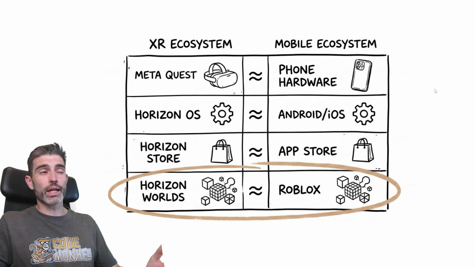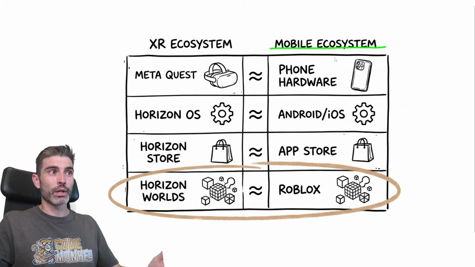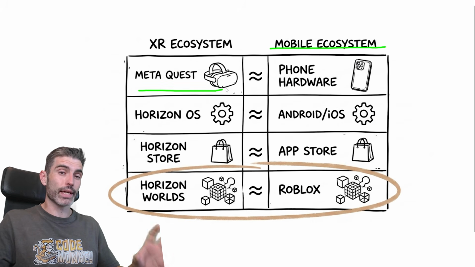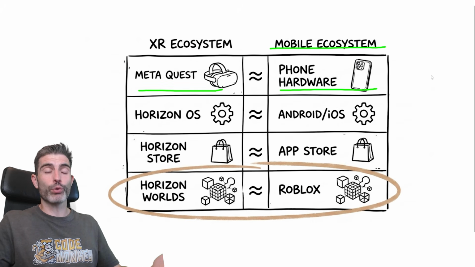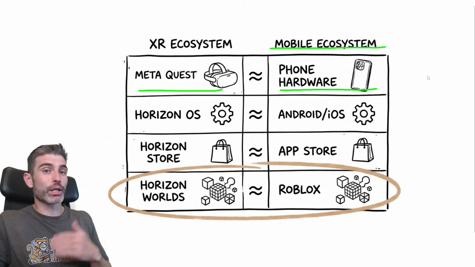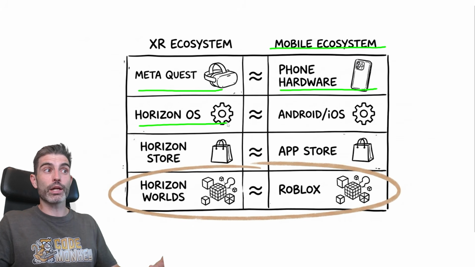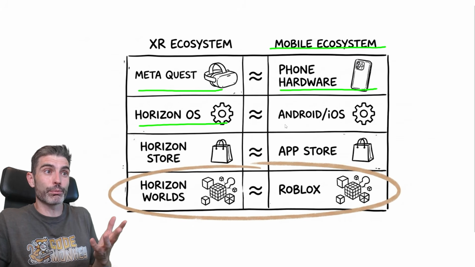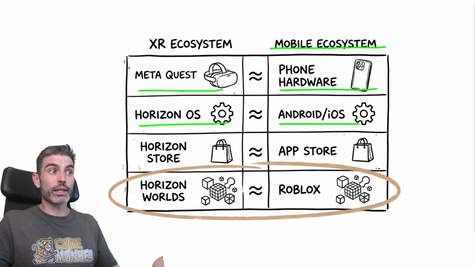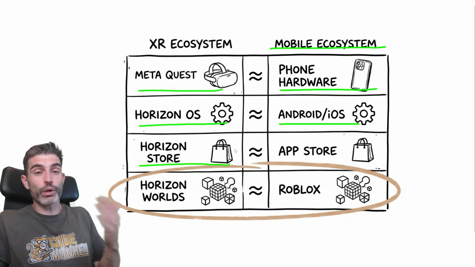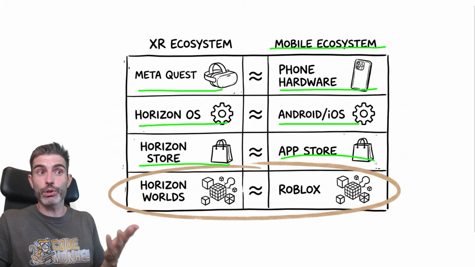It's quite useful to look at it and compare to the mobile ecosystem. So basically the MetaQuest, that is the actual hardware, the headset. So the comparison would be some kind of phone hardware, some kind of iPhone, some kind of Google Pixel, that kind of thing. Then you've got the Horizon OS, that is the operating system, so that is similar to Android or iOS. Then you've got the Horizon Store, the store where you actually buy all kinds of games and apps, similar to the App Store.